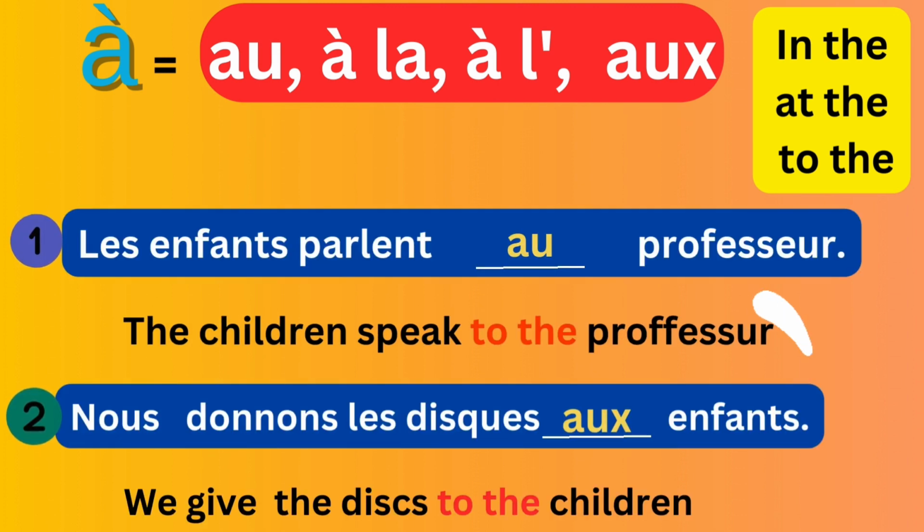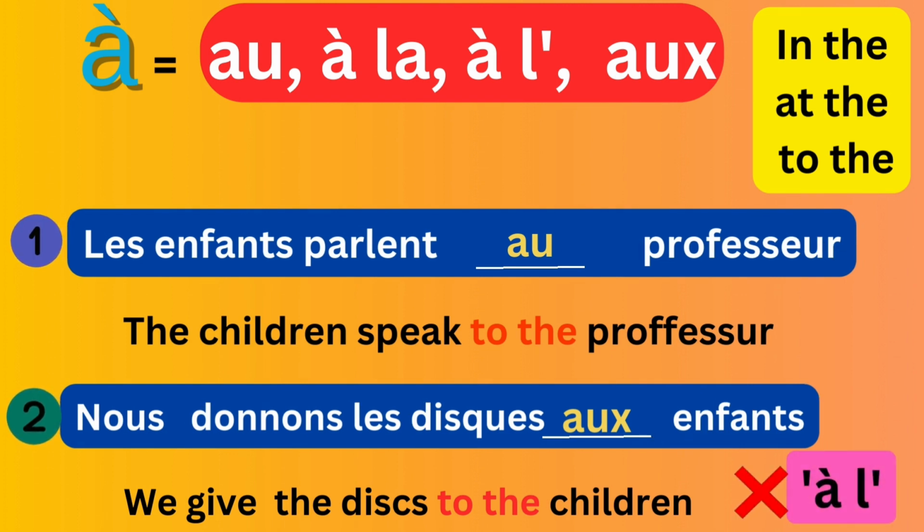So we pronounce these two sentences as: les enfants parlent au professeur. The children speak to the professor. Nous donnons le disque aux enfants. We give the disc to the children. See here, the word enfants begins with a vowel, E. But we do not write an apostrophe here because enfants is a plural word. We write à l' only when the word is singular and begins with a vowel. I hope you understand the difference. We give the disc to the children.